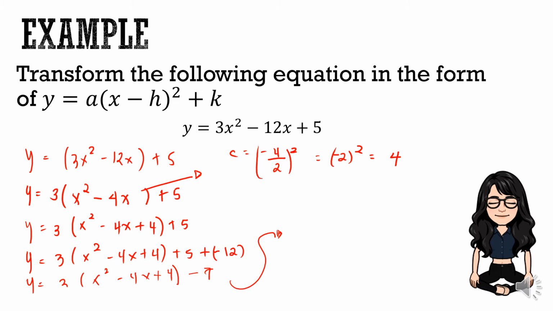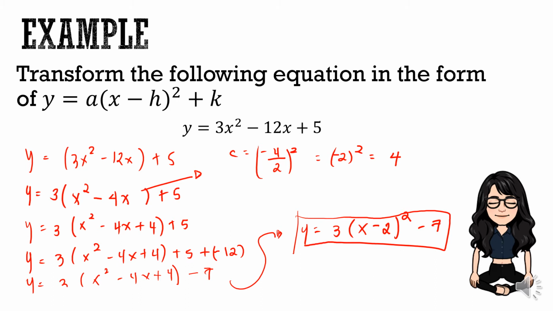So the next step is to make this perfect square trinomial a square of binomial. So we have y equals 3 times the square root of x squared, which is x, and the middle term is negative 4x, so we have negative. Then the square root of 4 is 2, so we have 2, and then squared, minus 7. Therefore, the final answer is y equals 3 times the quantity x minus 2 squared minus 7.